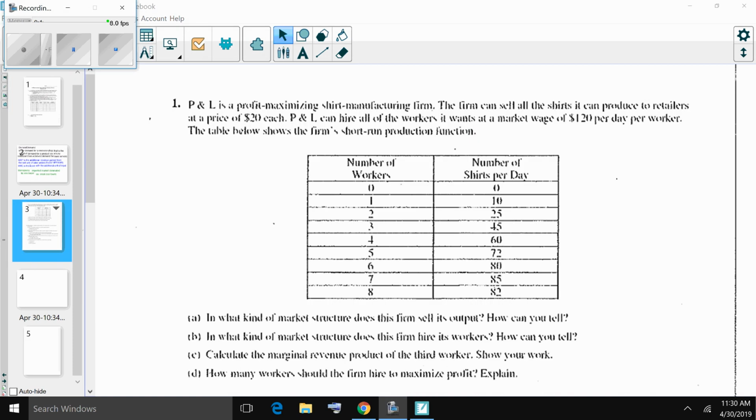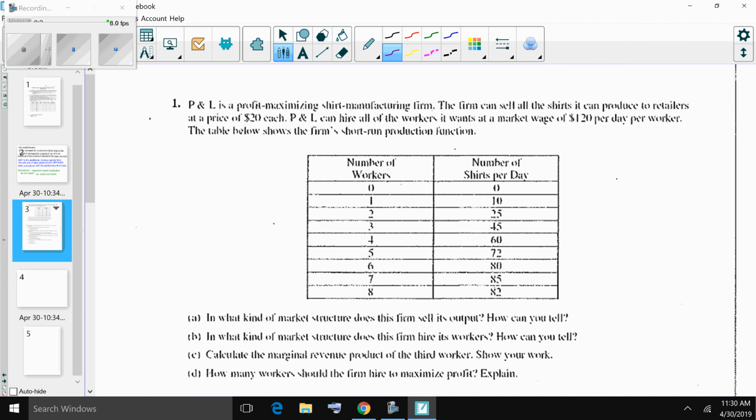Okay, so now that we've finished the first 2, the next question we're moving on to is the FRQs. The very first FRQ, I know it's a really crappy copy, I apologize, is about P&L, a profit maximizing shirt manufacturing firm. Now I want to point out some very key information in the question that I actually underlined when I read the question before I even read what the question was asking me.